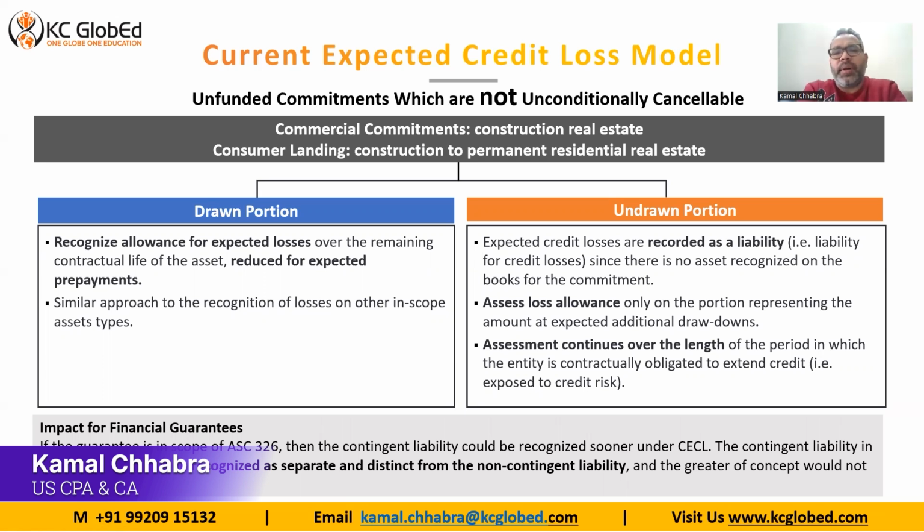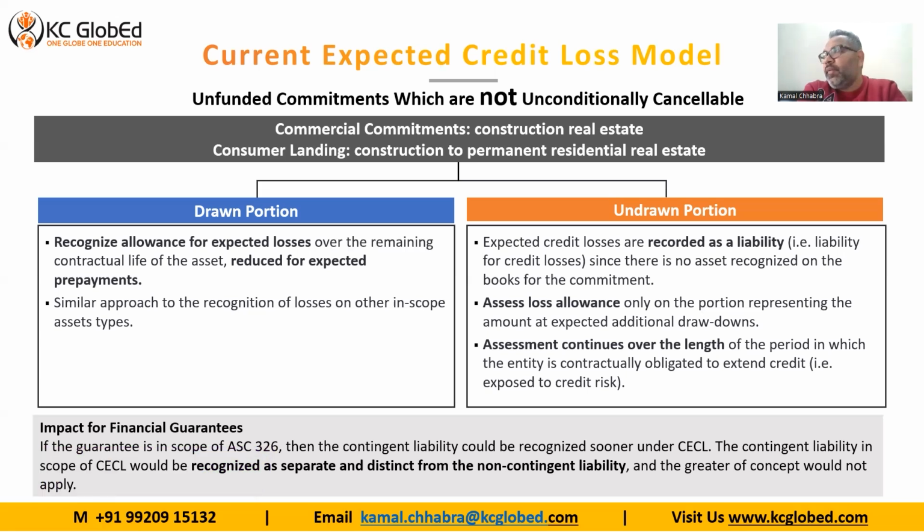For commercial commitment, for example, you have a construction contract. There you have a commercial commitment that you will finish the project in a certain time, otherwise you will be paying some financial penalties. Consumer lending, for example, is construction of a permanent residence for real estate. So that's a small thing.